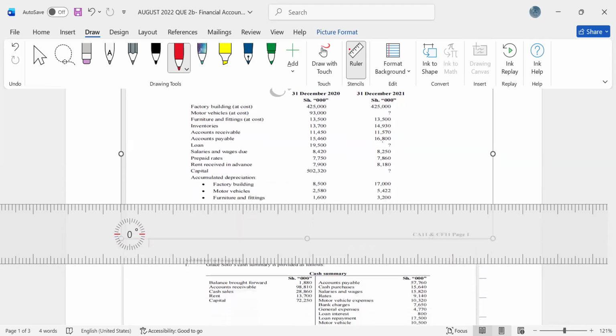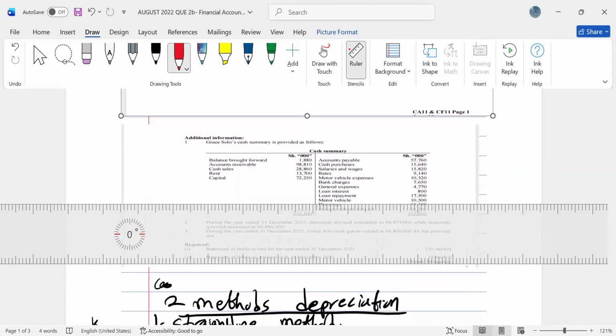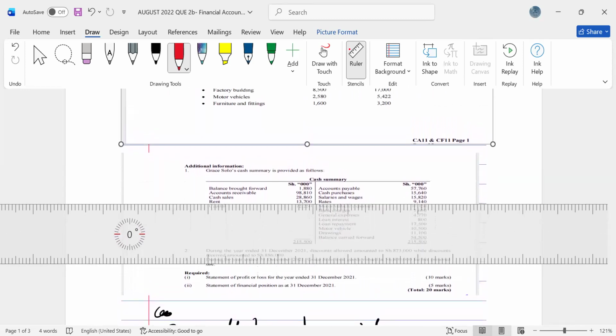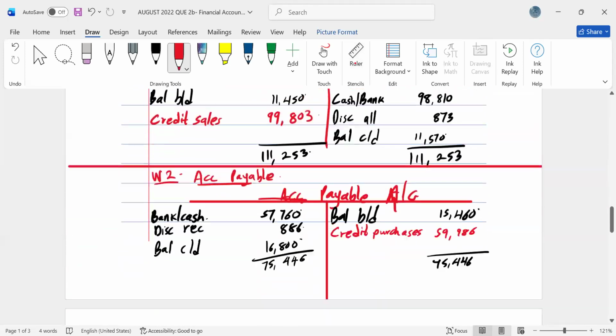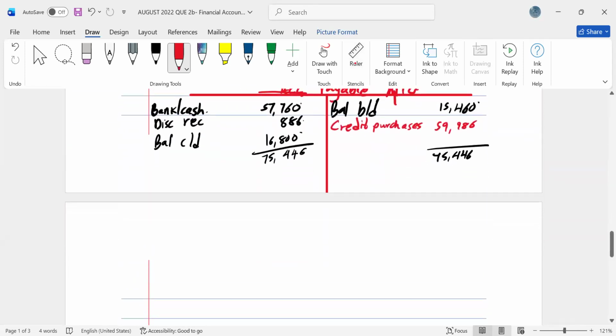Now let's look at note number 1. If there's anything to do with the rent, yes, there is a figure there. That is 13,700. So it simply means that this one will need workings. Now, we go do workings for rent income. This is working 3, rent income.